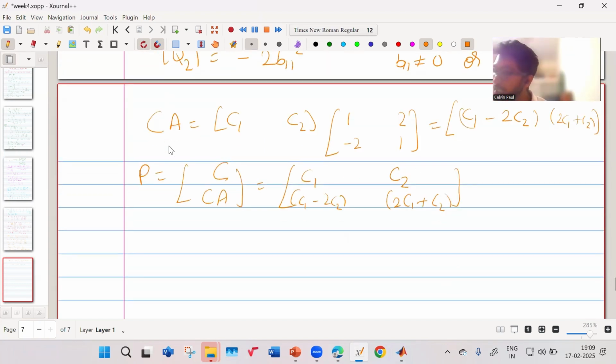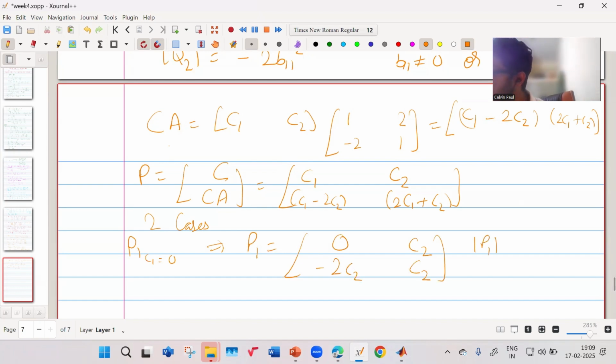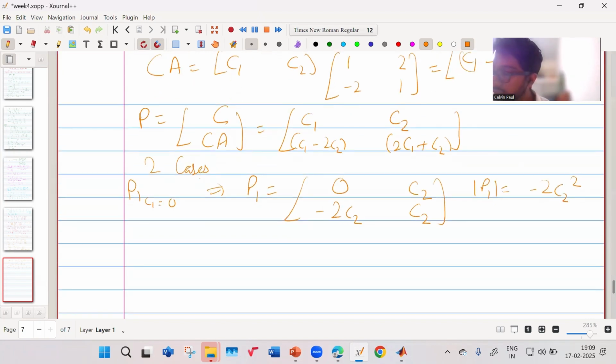So again, let us consider what should be my C1 and C2. So two cases are there. Okay, P when C1 is equal to 0. That is my P1. So that is 0, C2, minus 2C2, and C2. Okay. So what is the determinant of P1? It comes out to be minus 2C2 square. Right? Then what's the case when C2 is equal to 0? Then what is my P2? P2 in this case is C1, 0, C1 and 2C1. Right? So the determinant of P2 in this case is equal to 2C1 square.